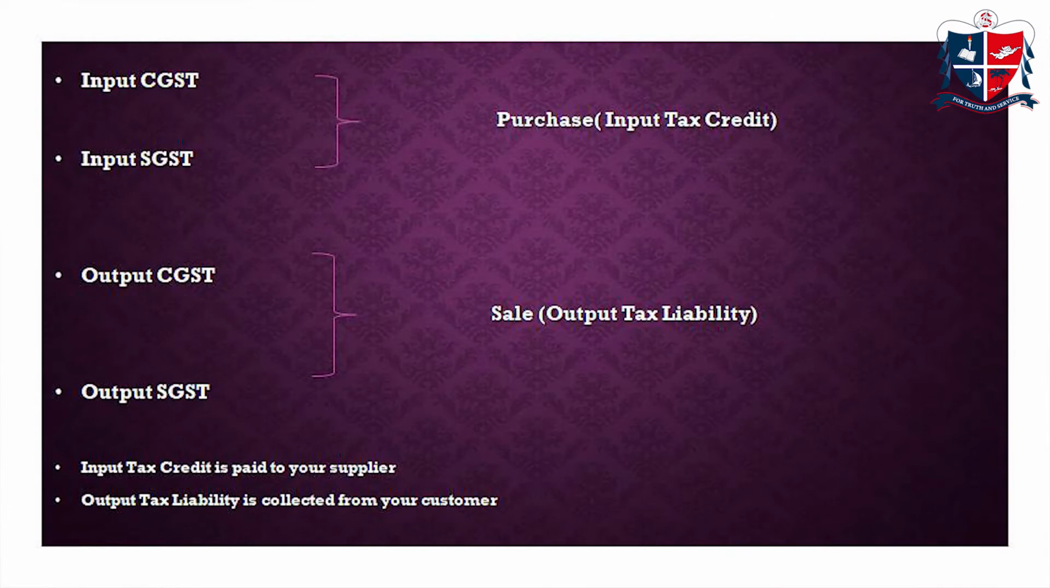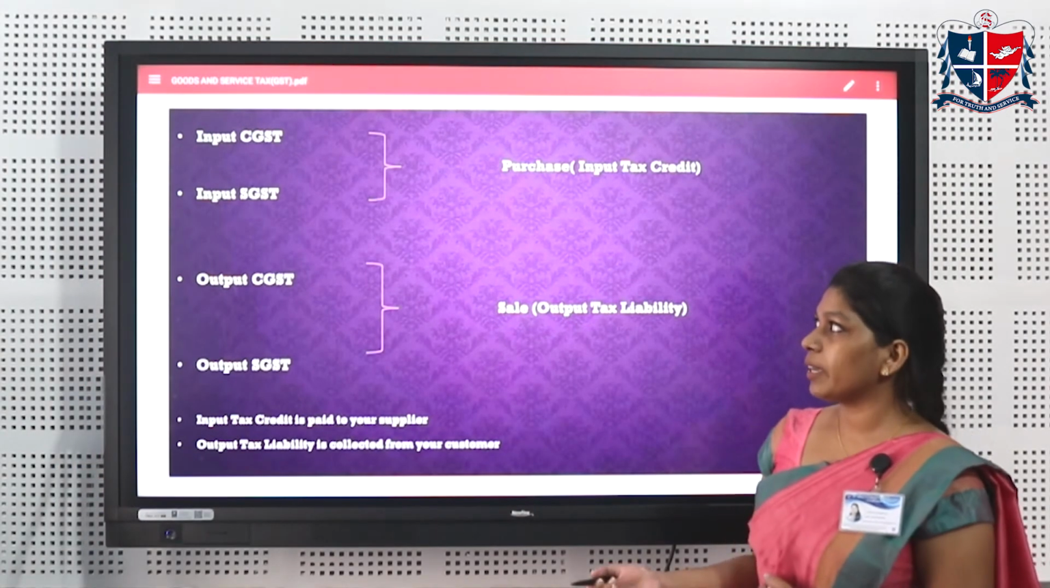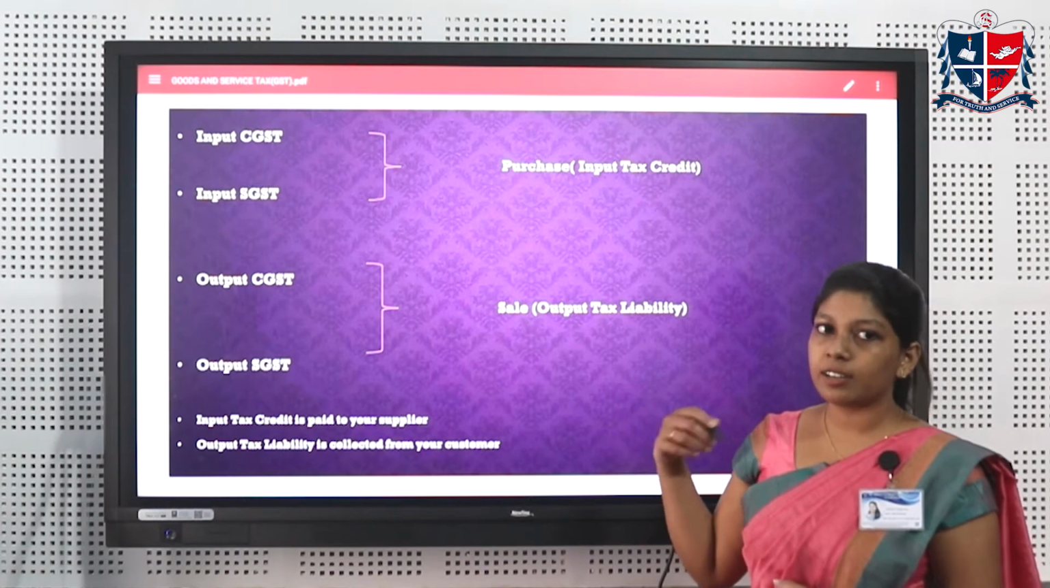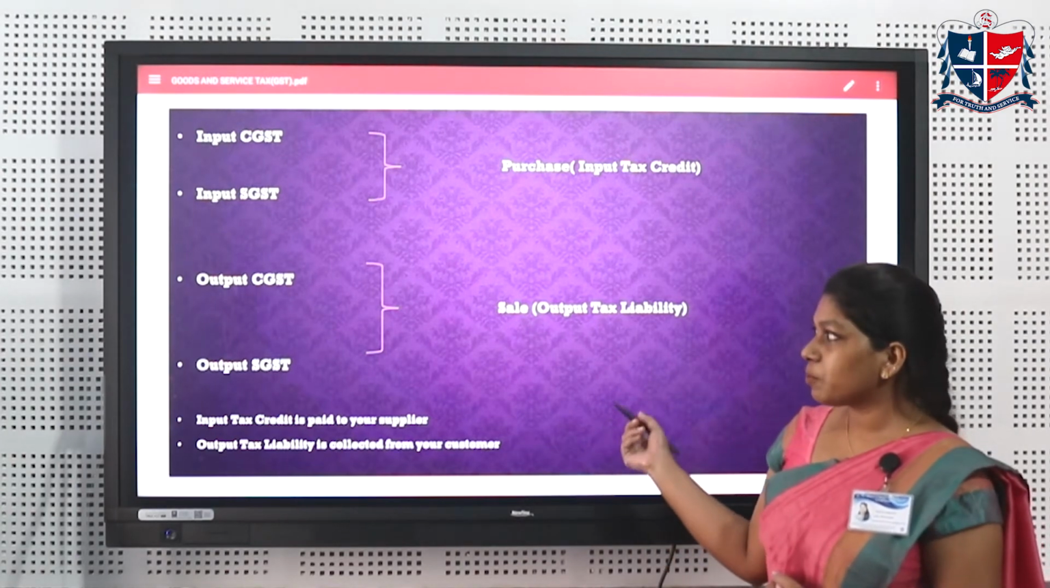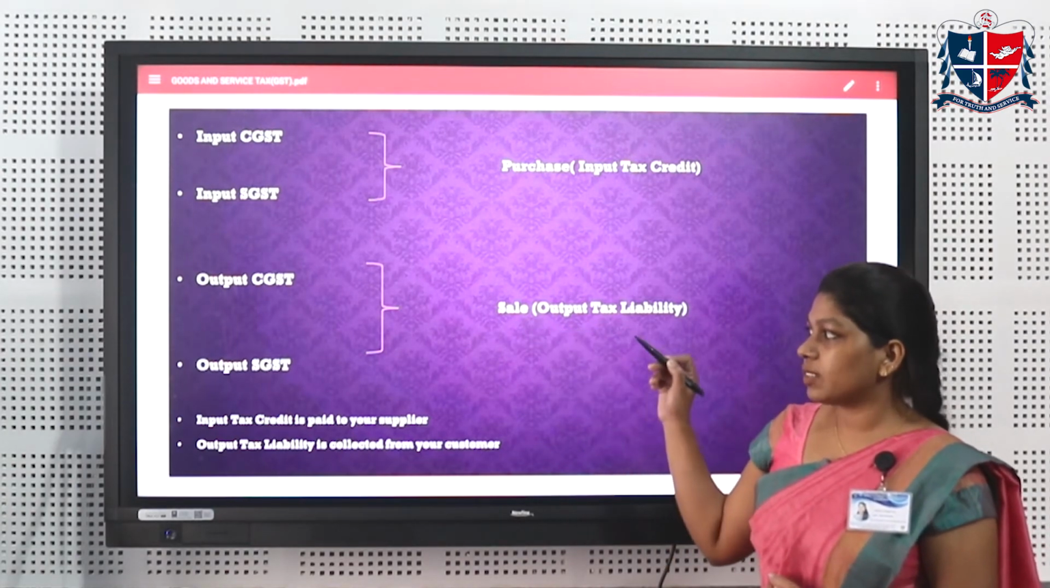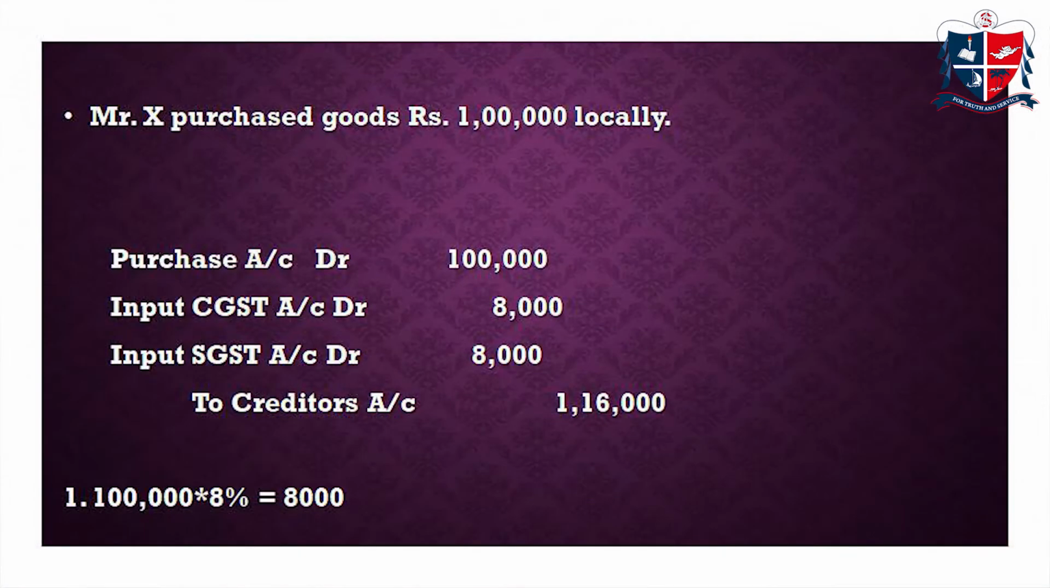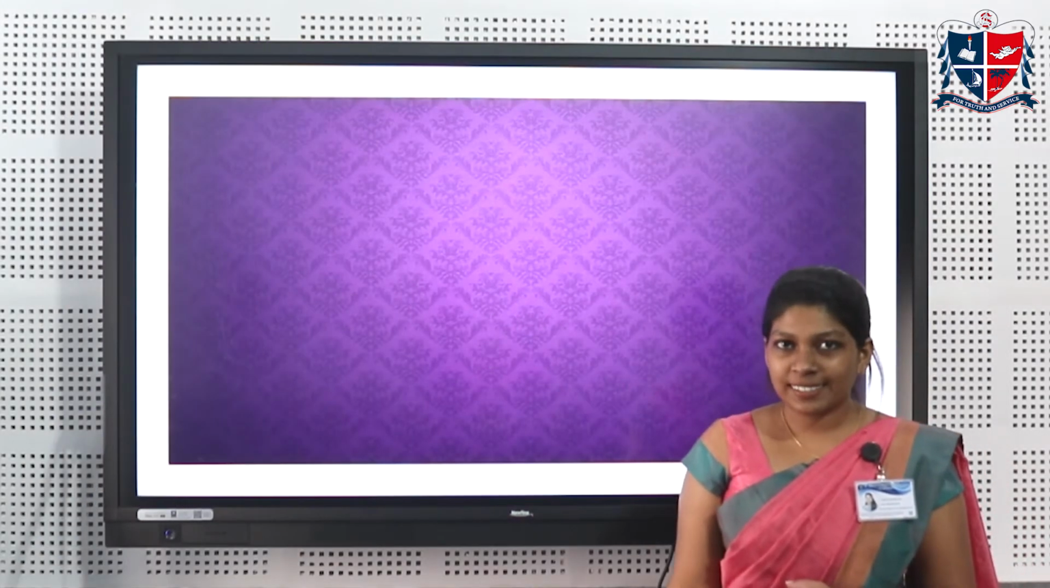In which cases do we have to pay input CGST and input SGST? If we are making a purchase, we have to pay input CGST and input SGST. If we are selling something, we have to collect output SGST and output CGST from the customers. So these are the basic ideas relating to GST. Let's do a problem. Let's see an example.